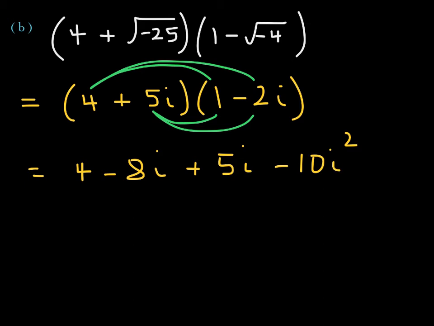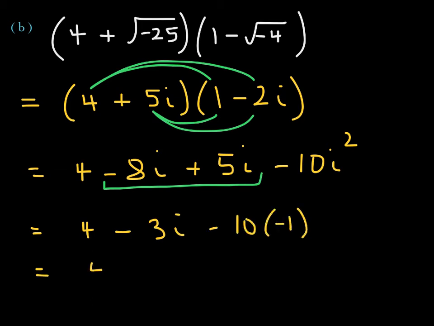Combine the two middle terms, negative 8i and 5i, which will give you negative 3i. And don't forget that i squared is negative 1. So then you have 4 minus 3i plus 10. You can combine the 4 and the 10 to give you 14. And so your final answer is 14 minus 3i.